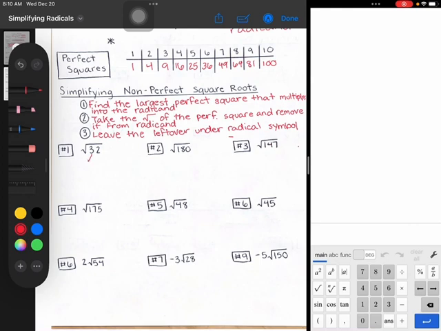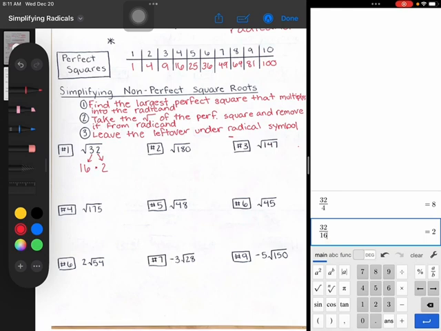So I want to start by finding what is the biggest perfect square that goes into 32. So I think 4 might go into it. So I'll do 32 divided by 4. And that gives me 8. So it works, but I'm not sure it's the biggest perfect square. So now I'll try maybe 16. That's a multiple of 4. So 32 divided by 16. And sure enough, that gives me 2. So 16 times 2 is 32. So I found the largest perfect square.